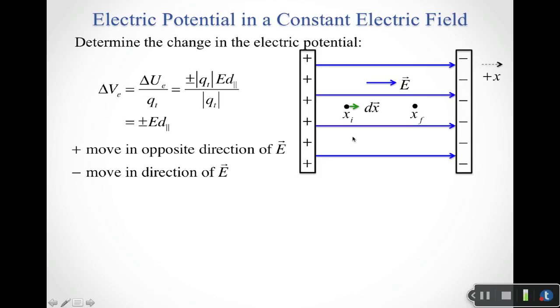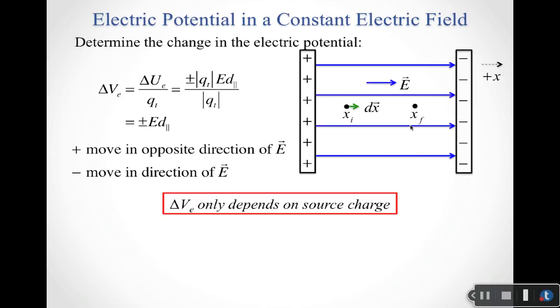If you're moving with the electric field, the potential is decreasing. If you're moving opposite the electric field, the potential is increasing. So there's a couple key things this tells us. One is, again, the change in the potential only cares about the electric field, so therefore only cares about the source charge. Doesn't care about what charge you choose to move around in it.